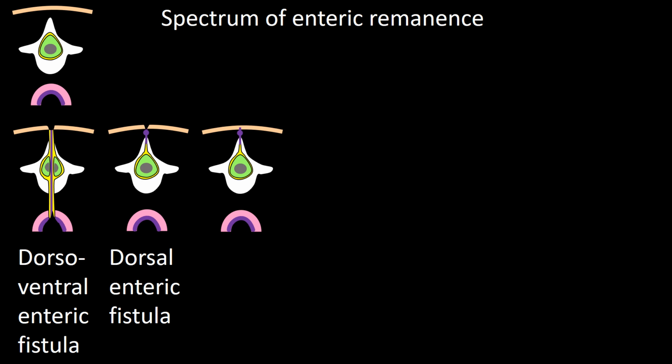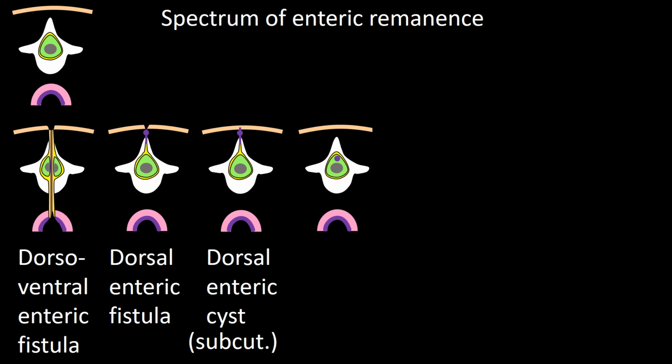If no skin fistula is present, as you can see here, we talk about dorsal enteric cyst. In this drawing, we have placed the remnants of the enteric mucosa just below the skin, so we talk about subcutaneous dorsal enteric cyst. In this new figure, the enteric remnants is located intradurally but extramedullary. Hence, we talk about intradural dorsal enteric cyst.